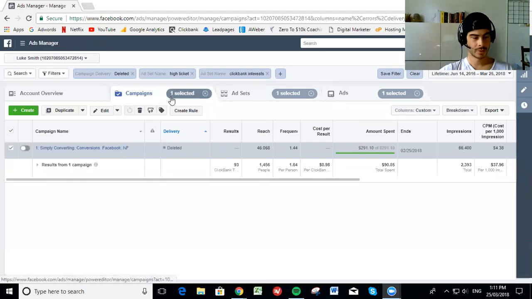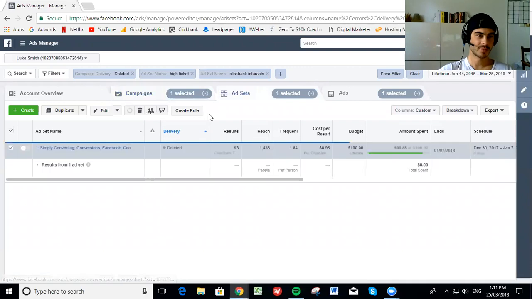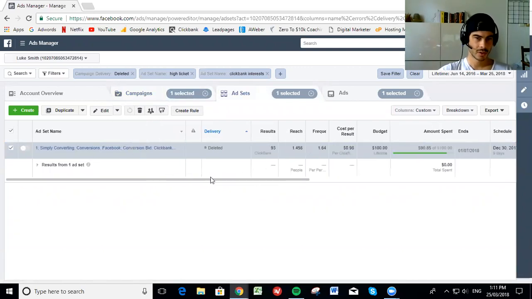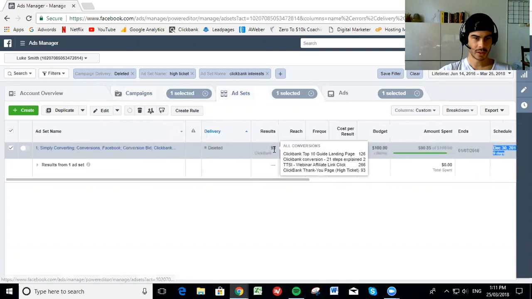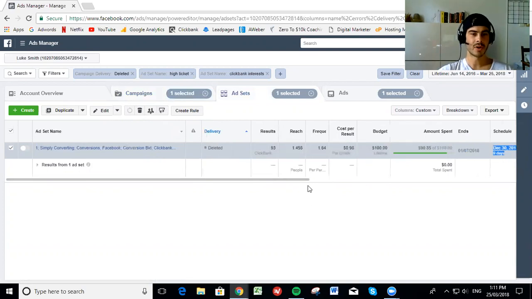Just going to run you through some of the key metrics on a conversion objective campaign. And this one here actually performed quite well. So this is the campaign, but within this, specifically this ad set was running very efficiently. Over the course of around 9 days, I spent just over $90 and got 93 opt-ins. So that was a cost per conversion of 98 cents. So I've got 93 people to opt in on my landing page for less than $1 each, which is great.